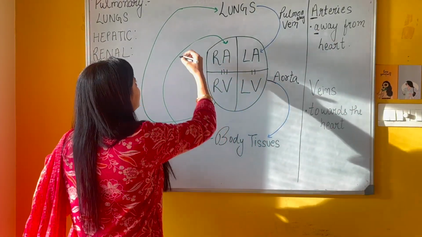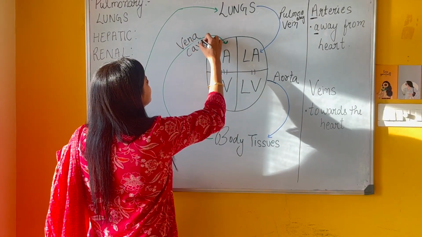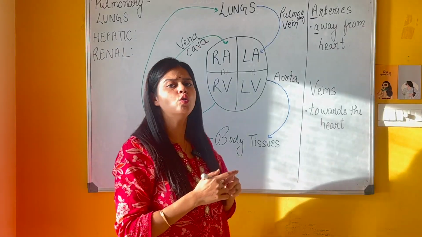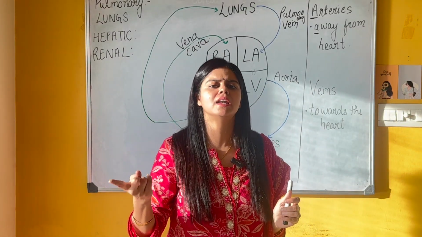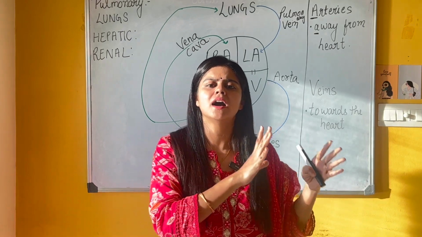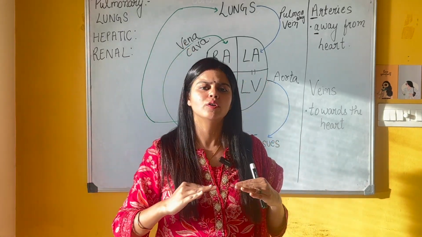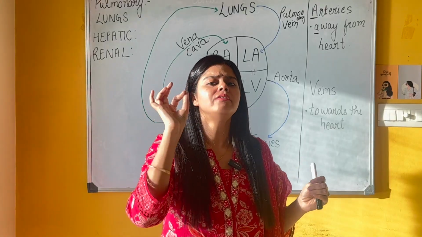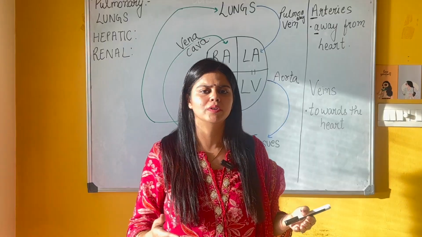What is the name of the vein? Vena cava. Vena cava is divided into two types: superior vena cava and inferior vena cava. Superior vena cava collects deoxygenated blood from the upper part of your body. Inferior vena cava collects deoxygenated blood from the lower part of the body.